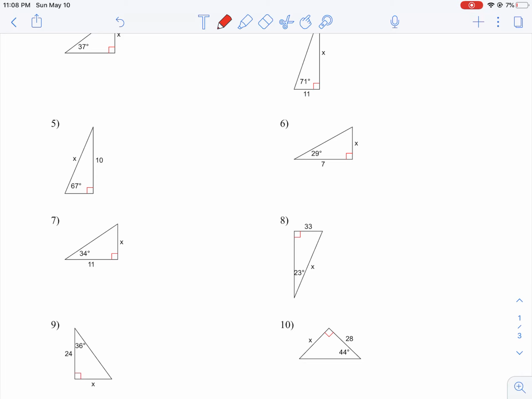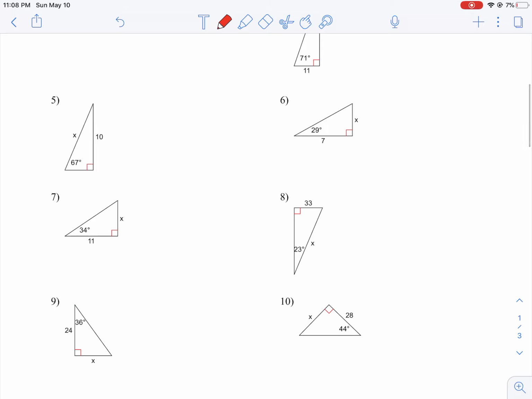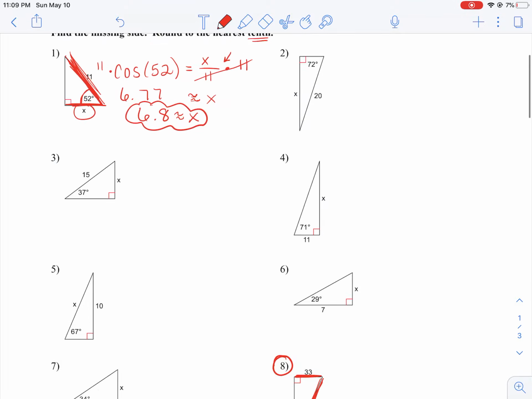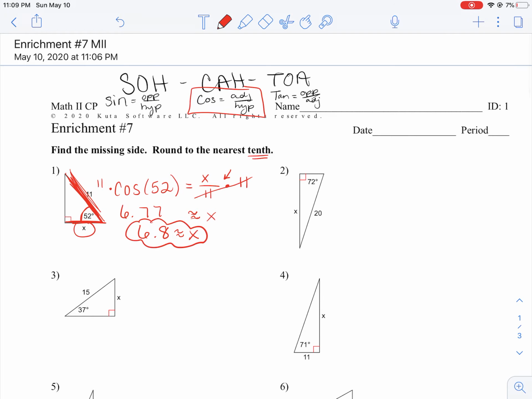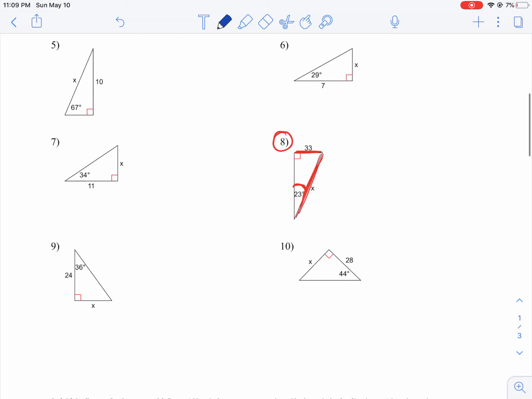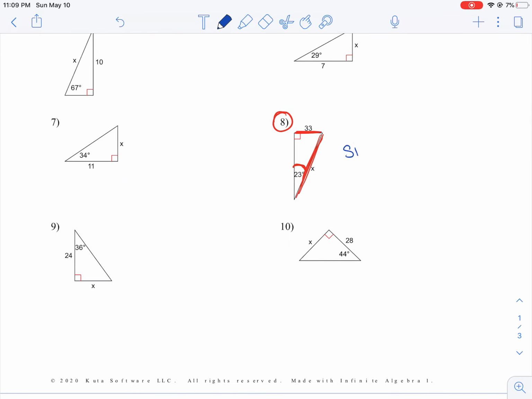So I want to do a problem like this one, number 8. So we have 23 as our angle, and then we have opposite and hypotenuse. If we come back up here, that's going to be our sine. So we're going to say that the sine of our angle, sine of 23, is our opposite, which is going to be 33, over our hypotenuse, which is x.